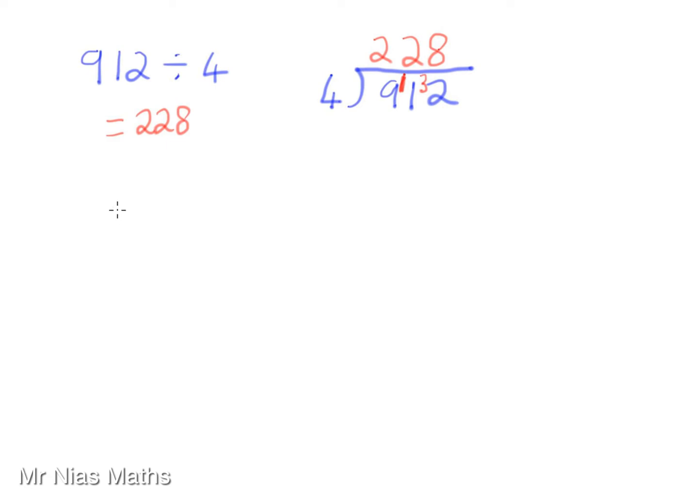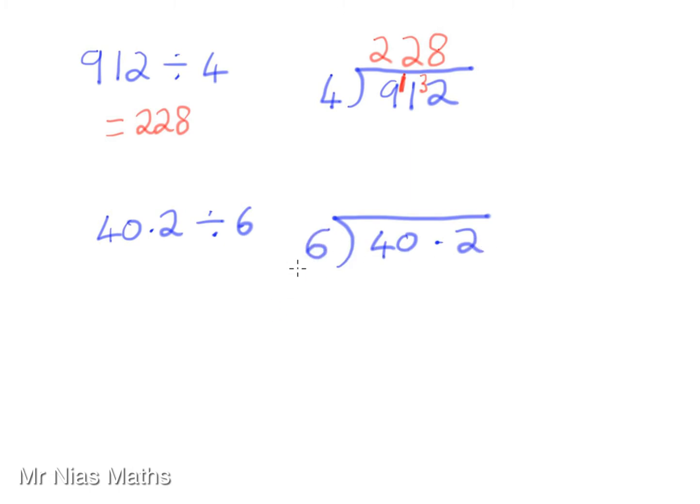Okay, so my question this time is 40.2 divided by 6. Once again, I need to set up my bus stop. I'm going to make it a bit larger this time, it was a bit too small last time. The number I'm dividing goes inside my bus stop, waiting to be divided. And the number outside is the number I'm dividing by, in this case 6.